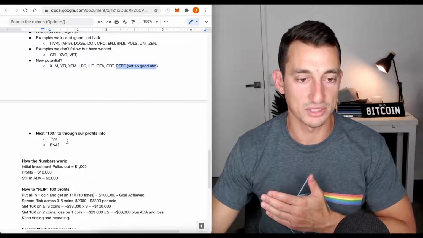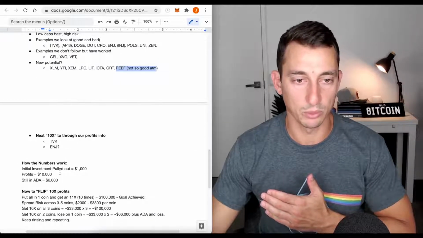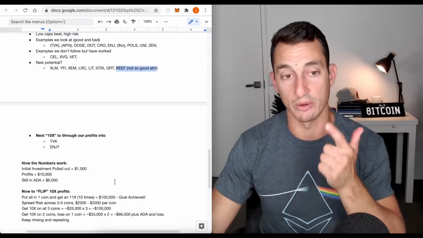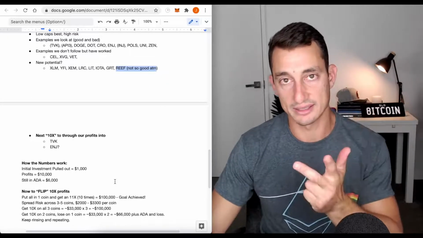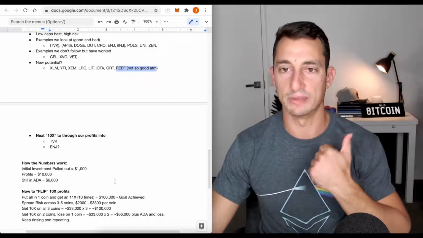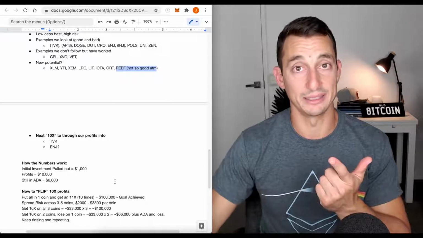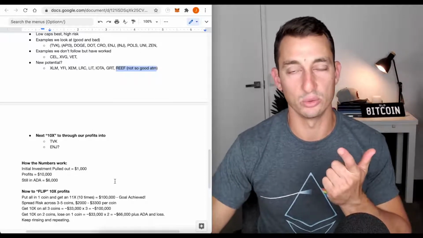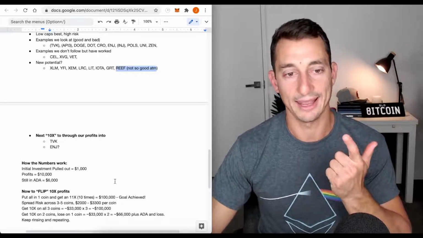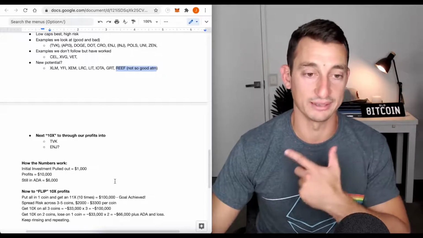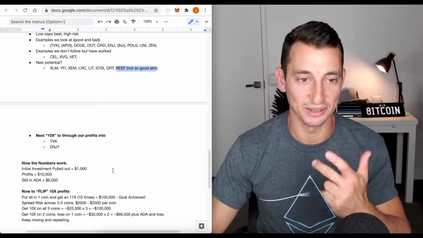And we've got some numbers to look at. How the numbers work: we've pulled out 1,000. We've got profits of 10,000, which we're going to use. 6,000 still in ADA. So we have the 1,000 back. Great. We haven't lost any money. Now we've got 6,000 still in ADA. Most of us don't think we're going to lose 100% in ADA. And if ADA goes up further, great. We've still made some money. So it's all worth our time and we're learning. That's the bonus. I'm always talking about how to learn and keep learning.